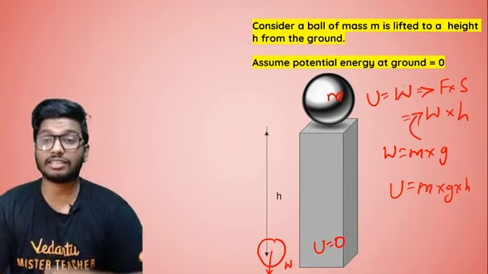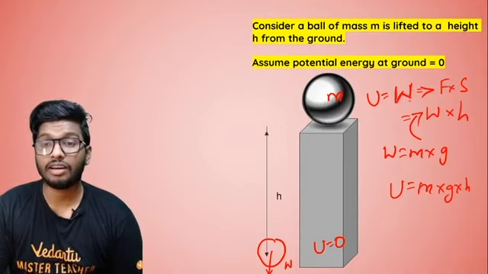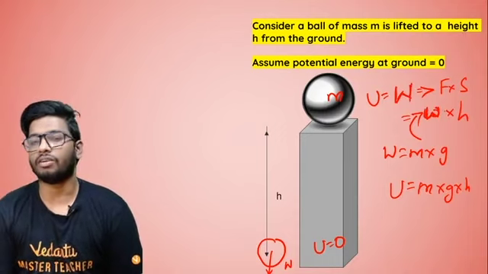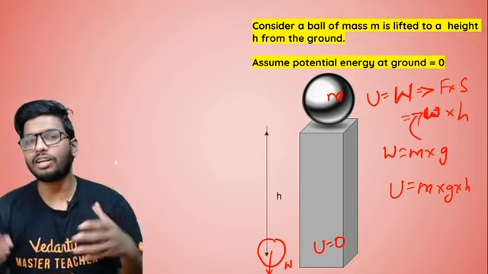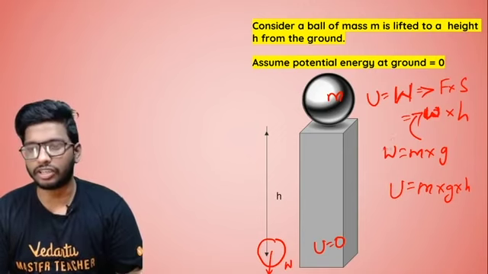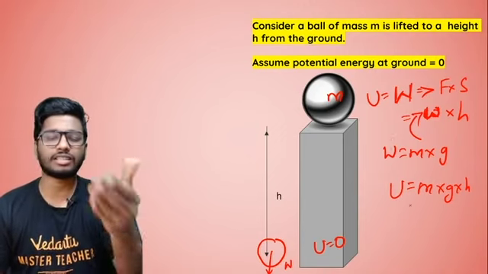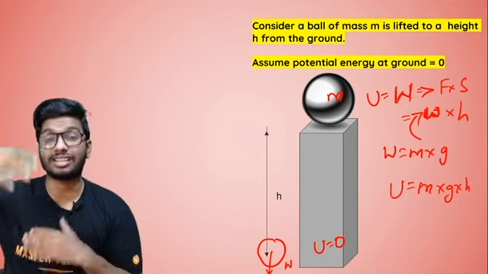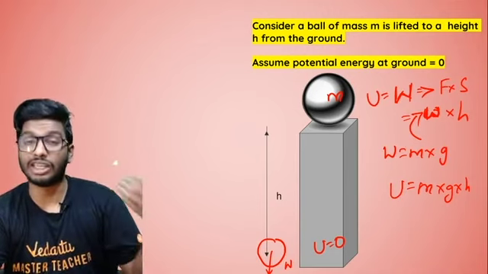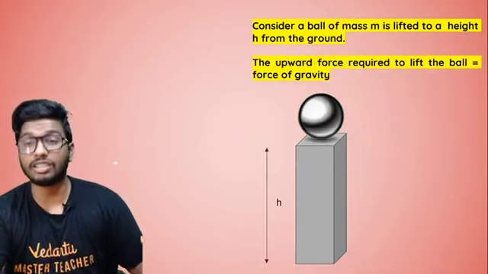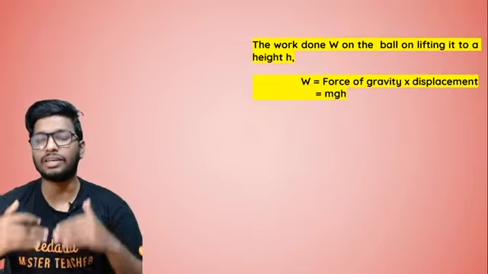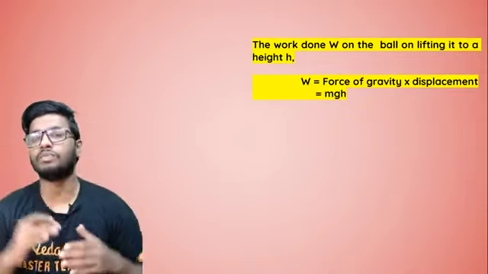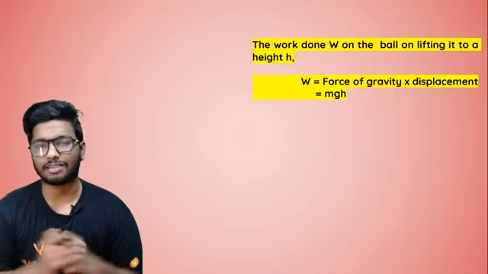See guys, the capital W is the work done, and the small w is nothing but the weight. Simple as that. So that's how you find the value of potential energy. The formula to find potential energy of a body at a certain height is U is equal to m into g into h, where m is the mass, g is the acceleration due to gravity, and h is the height, or that particular displacement, the height to which the object is moved. As simple as that. That's all, guys.